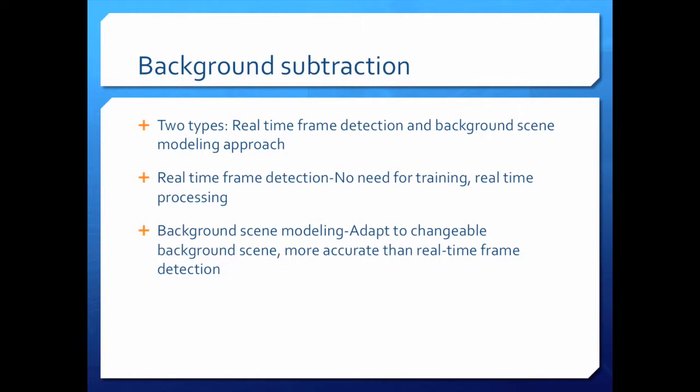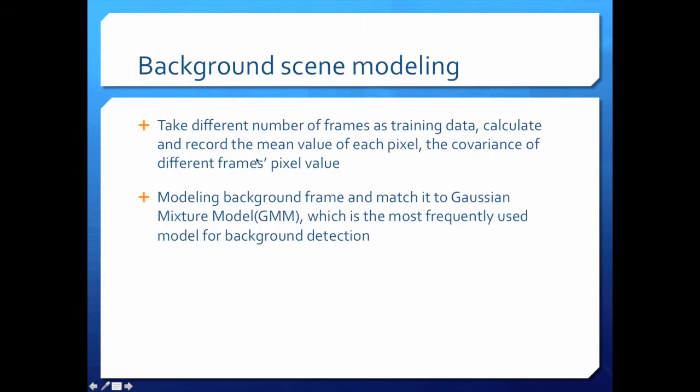For background modeling, it is adapted to changeable background scenes. It is more accurate than real-time frame detection. The background modeling first takes several frames as training data for a specific model. More training data will provide more stable background frame identification. After the background model has been constructed, the segmentation between background scene and foreground scene will be performed. Then moving objects can be detected.